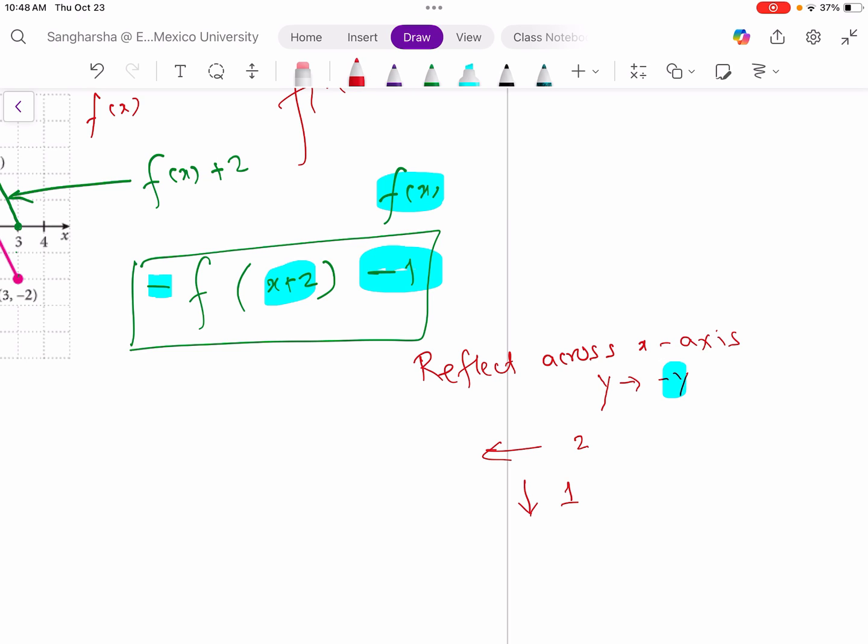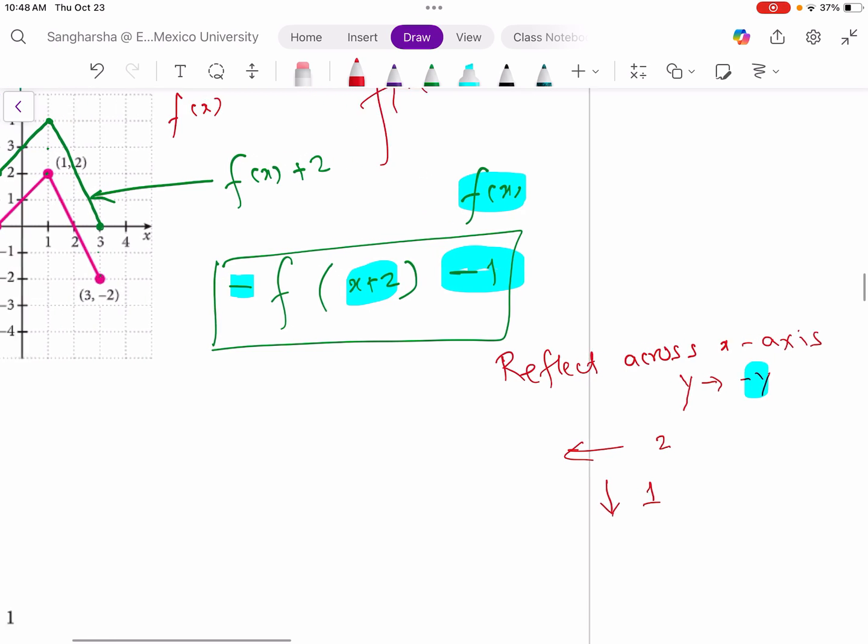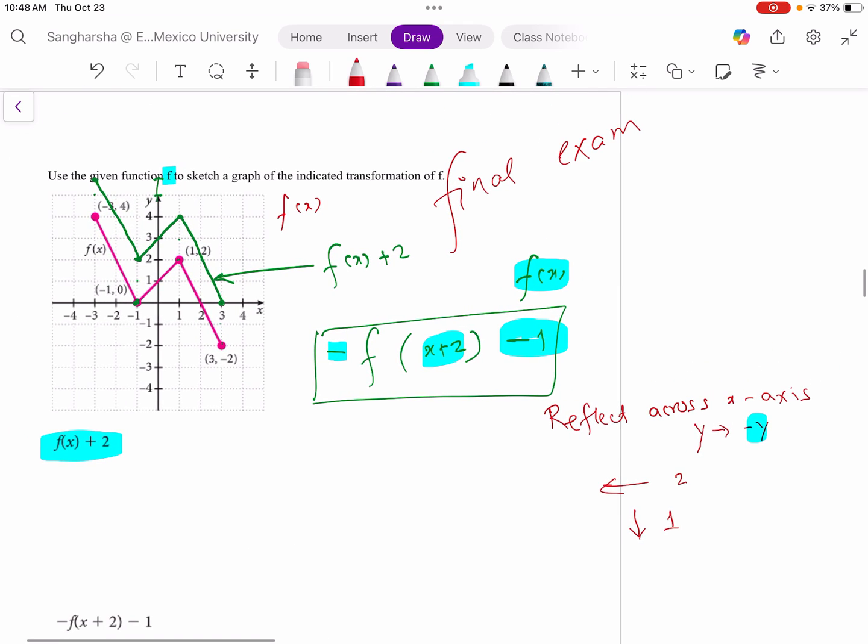Now can we do all these 3 transformations for each point? We have 4 points. Let's do that. Let me start from this point. The coordinate of this point is -3, 4. If we reflect across the x-axis, what will be the coordinate for that point? We switch the sign of the y coordinate. What would be the point? -3, -4.